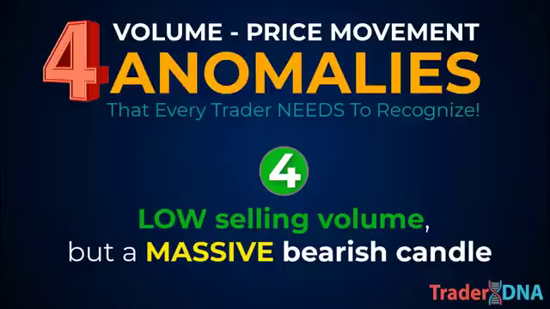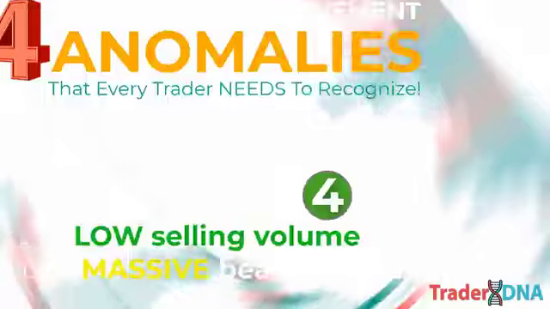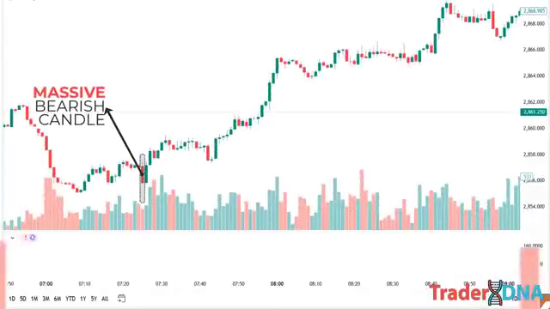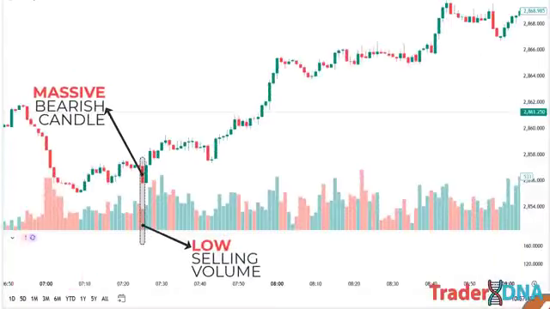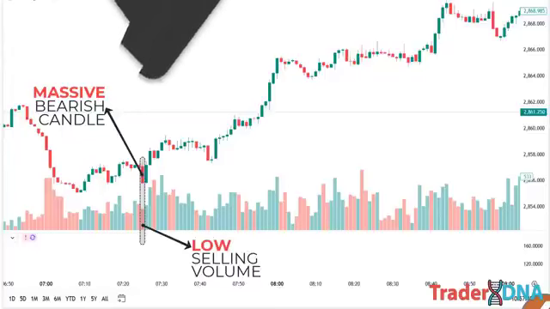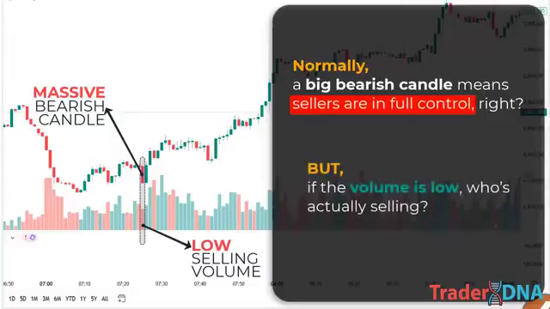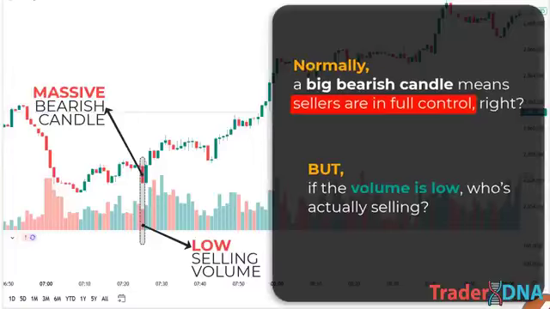Alright, traders. What happens when we see a huge bearish candle, price dropping like crazy, but when we check the volume, selling volume is low? That's weird, right? Normally, a big bearish candle means sellers are in full control, right? But if the volume is low, who's actually selling? That's exactly what we're about to break down, and trust me, you need to understand this before making your next trade. Let's dive into the details and figure out what's really happening behind the scenes.